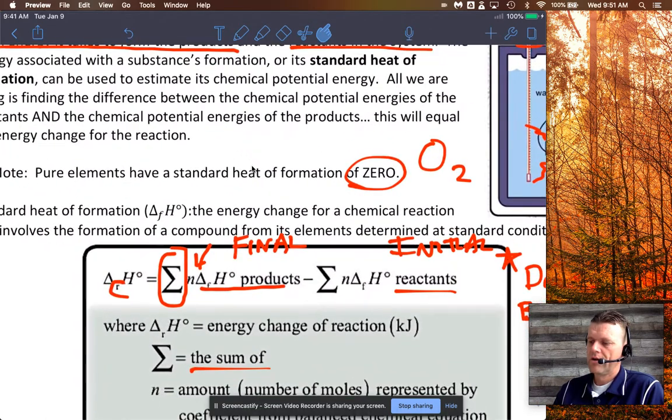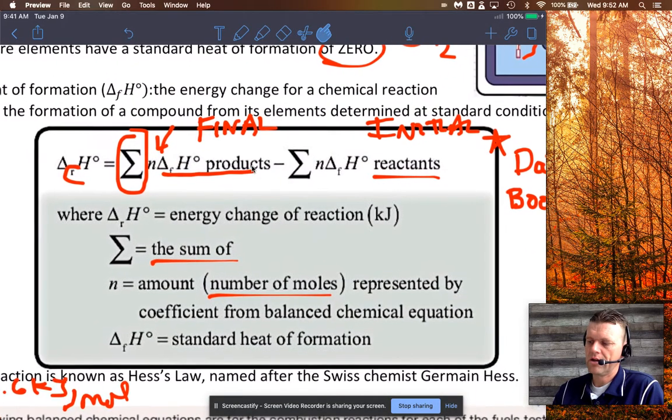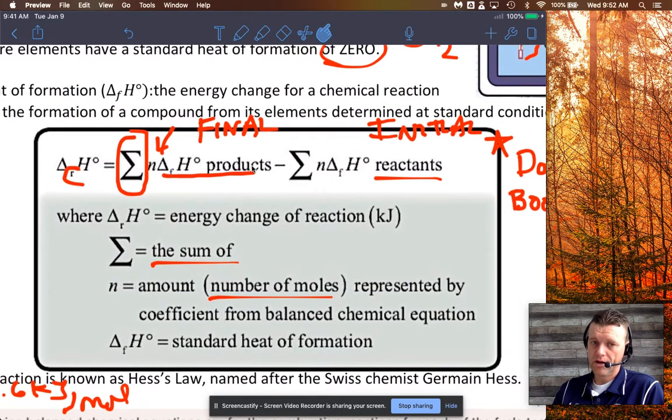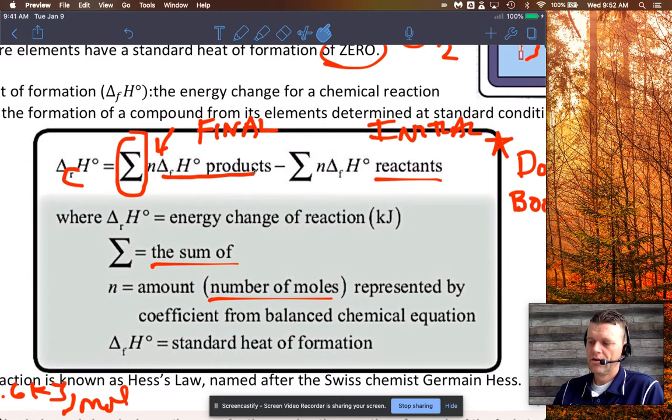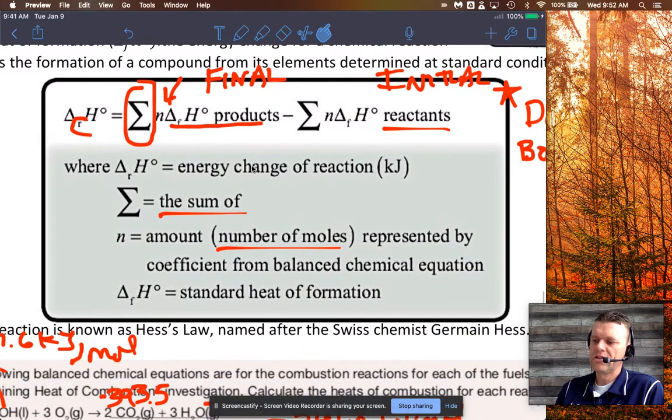Okay, so again, here was the expression that we saw in your data booklet. It's the sum of all of the products minus the sum of all the reactants, or as I wrote there in red, it's the sum of the final products minus the initial, final minus initial. Again, this symbol is the Greek letter sigma. It means the sum of. You might have seen it in some of your other math classes.